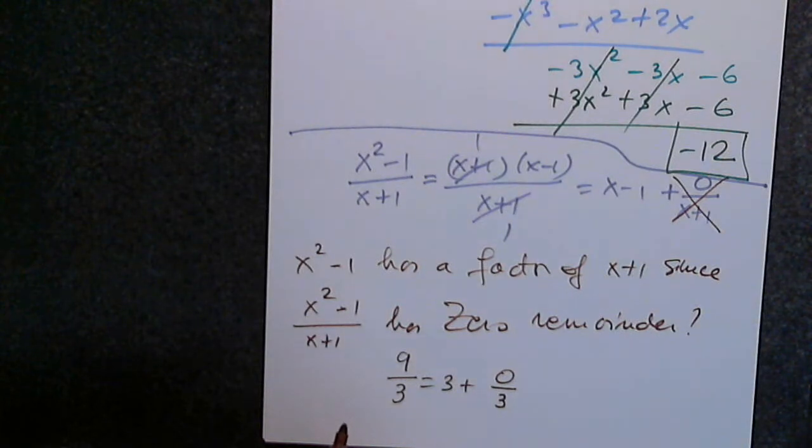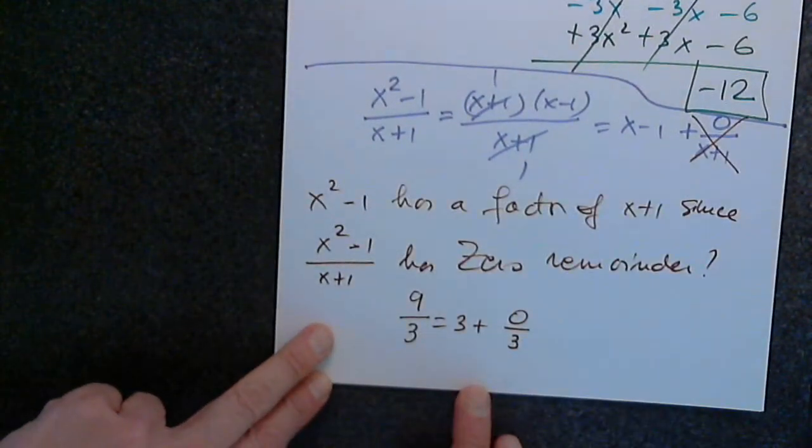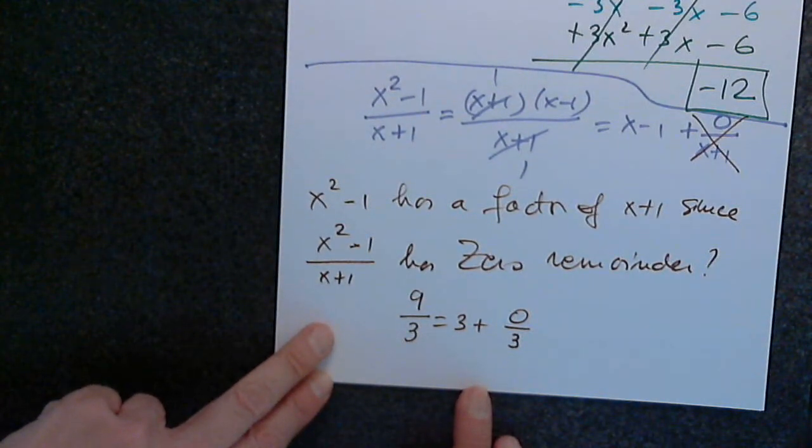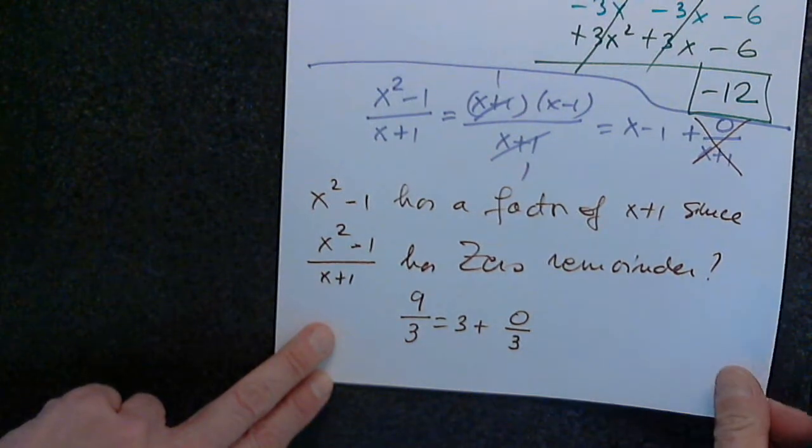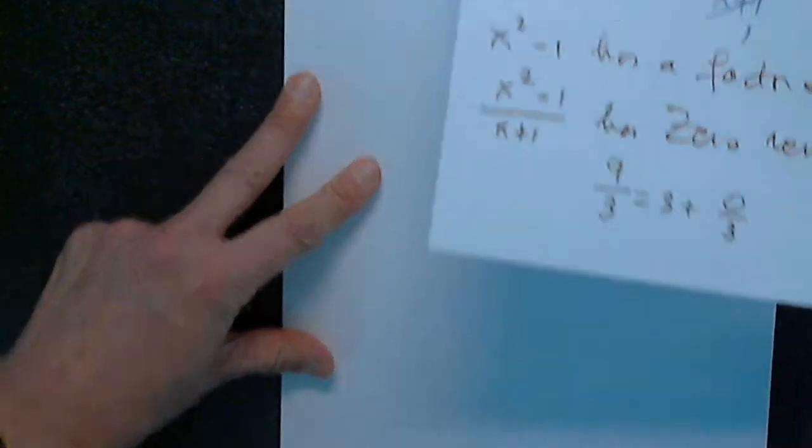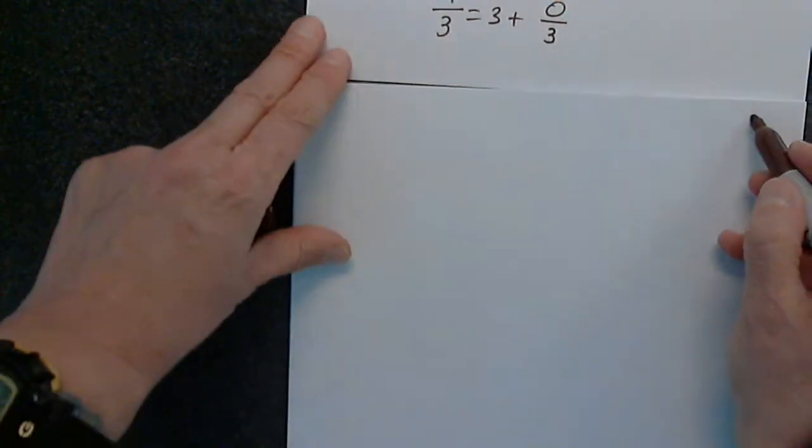That's what it's called, the factor theorem. If the remainder is 0, the denominator is a factor. Okay, I think we had enough of that.